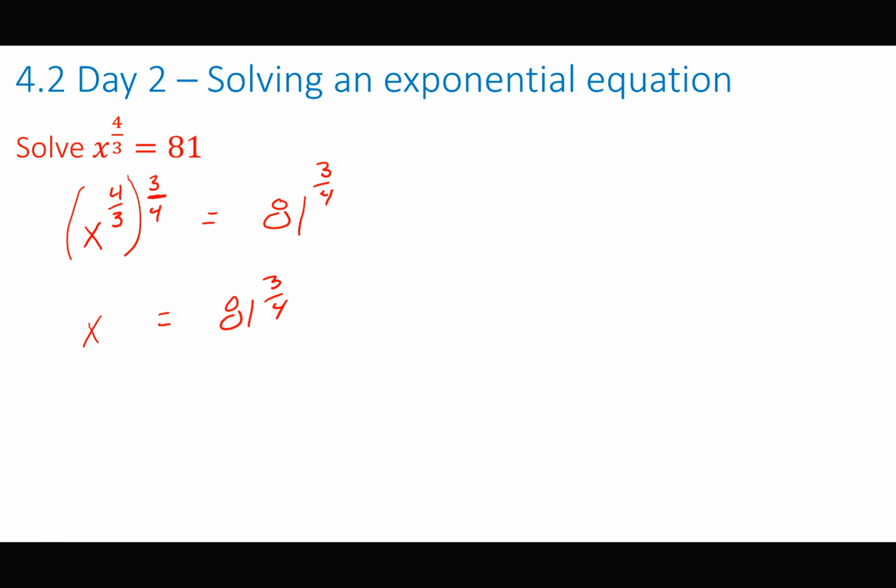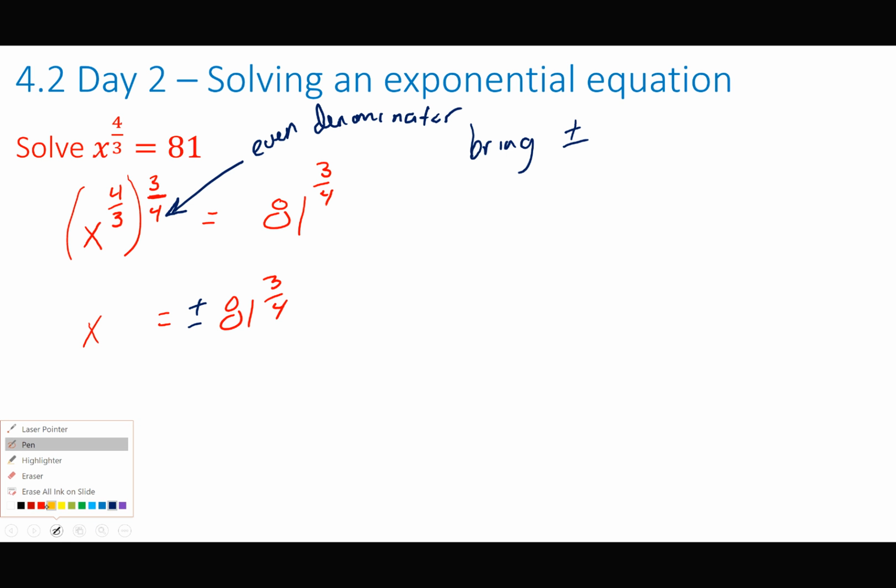Okay, now this right here, because of this even denominator, we need to bring in the plus minus. Okay, so really this is x equals plus minus root, or plus minus 81 raised to the 3/4. So therefore in this one, we could say x, oops, I don't like that color. X then would equal plus minus 27.